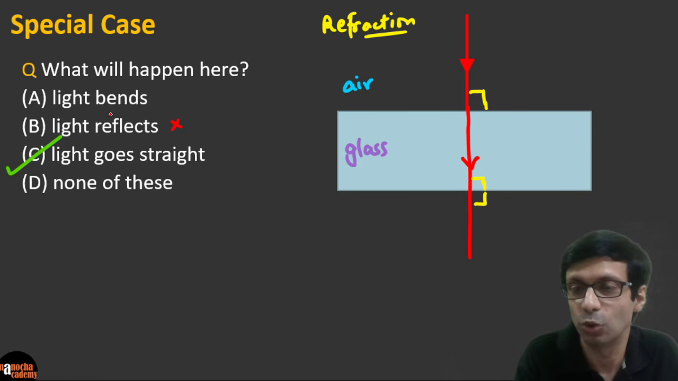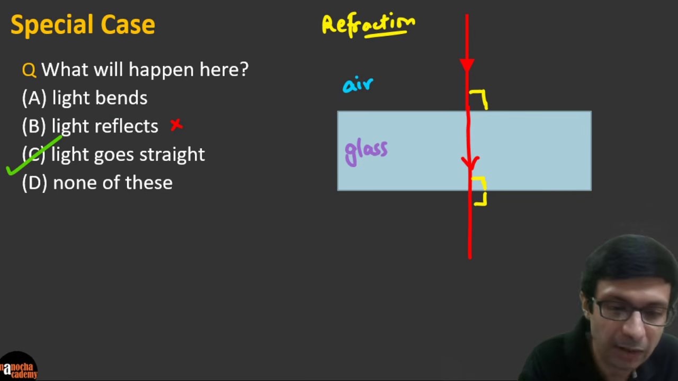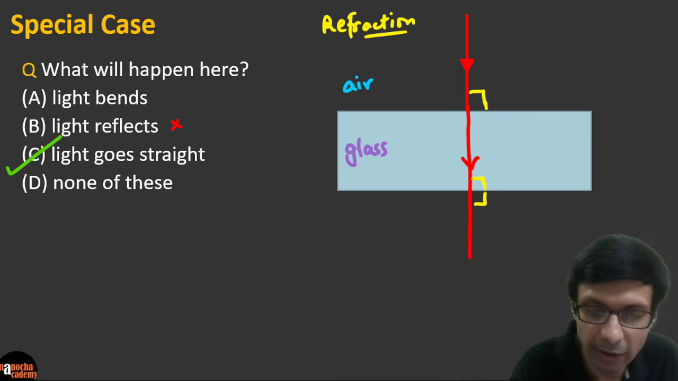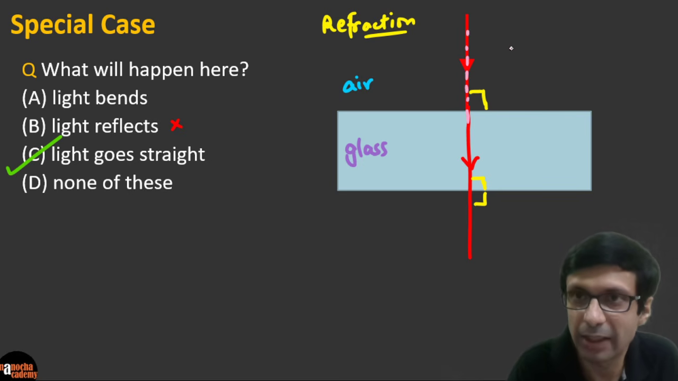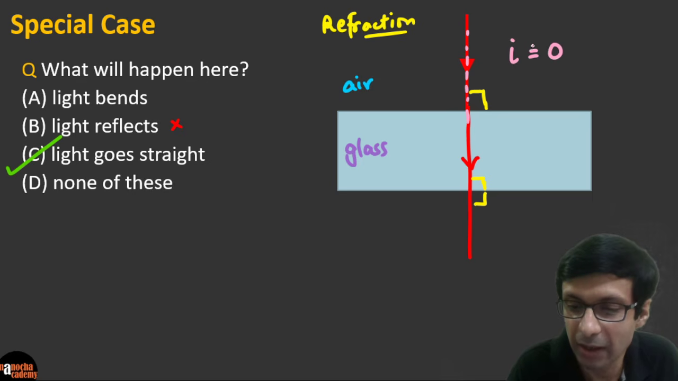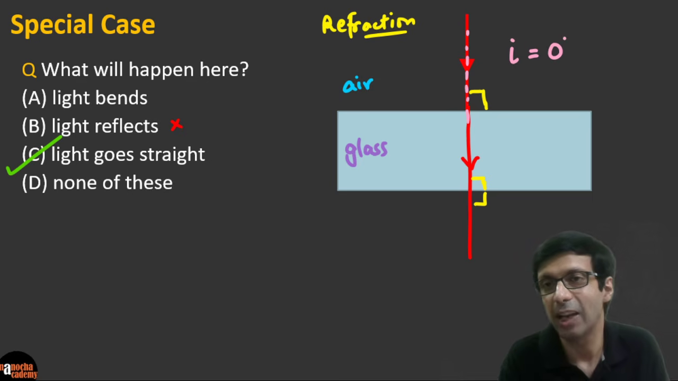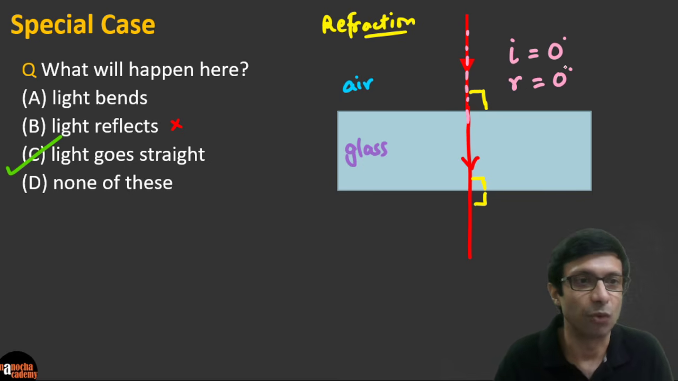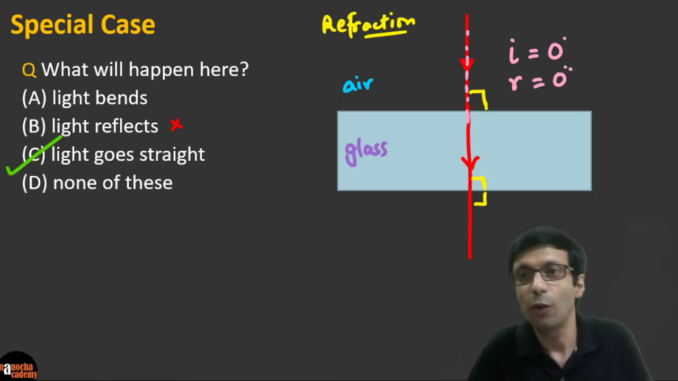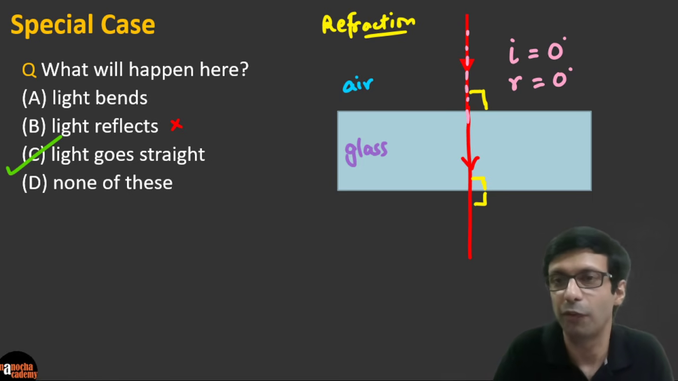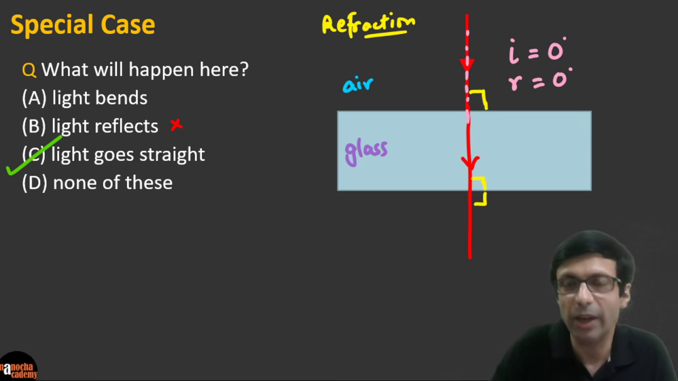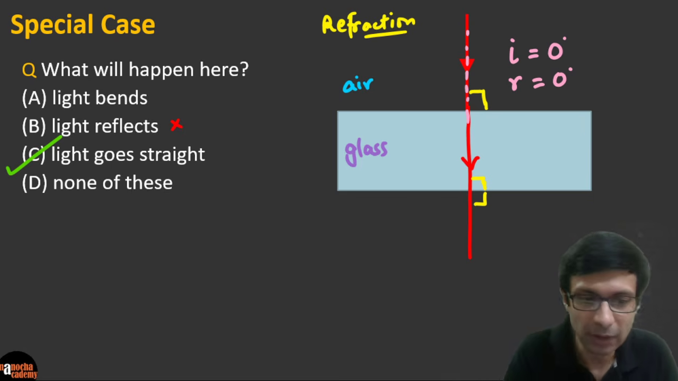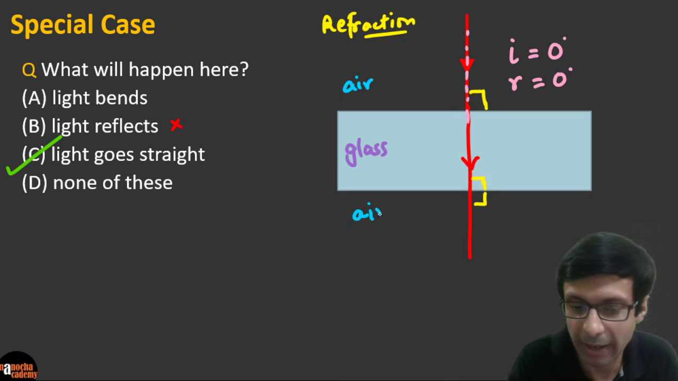Light bends. The interesting thing is, in this case, light does not bend. Now, why is that? Because of this special case, if you draw the normal, it is going to be along the light. So in this special case, the angle of incidence is going to be 0 degrees, the angle the light makes with the normal, and the angle of refraction also is going to be 0. So this is a special case where the angle of incidence is equal to the angle of refraction and light goes in a straight line. It does not bend, even when it comes out back into air.